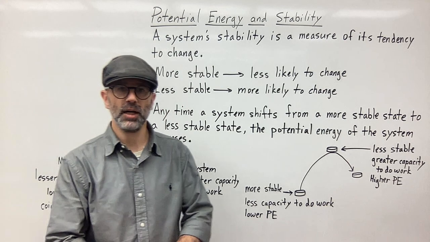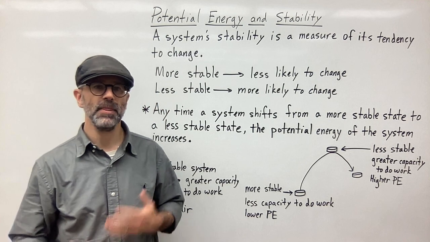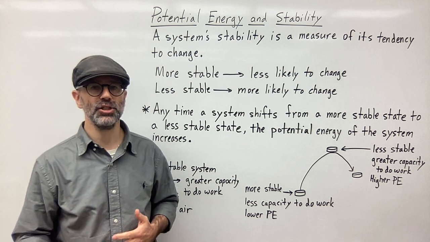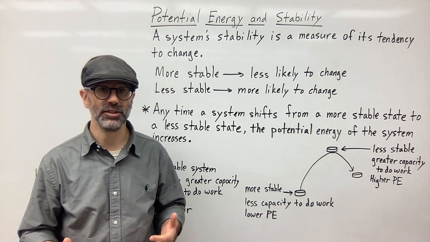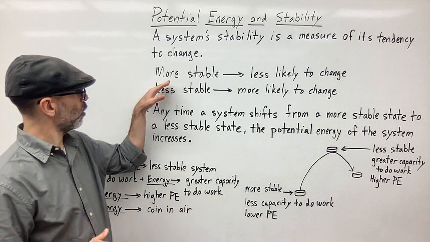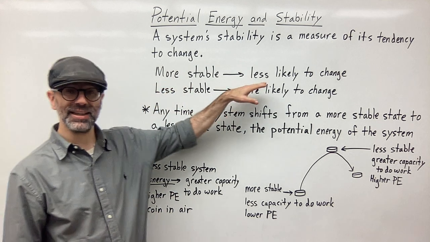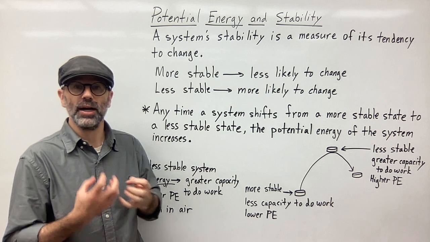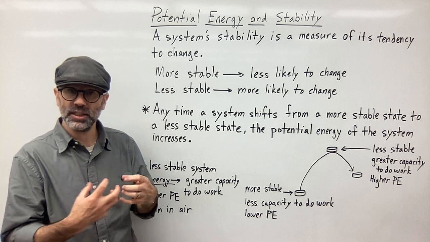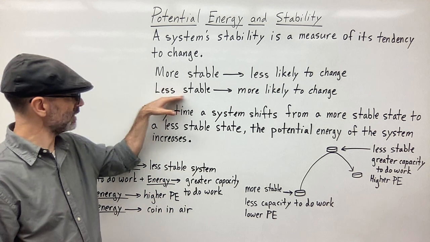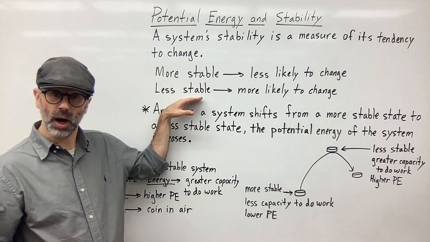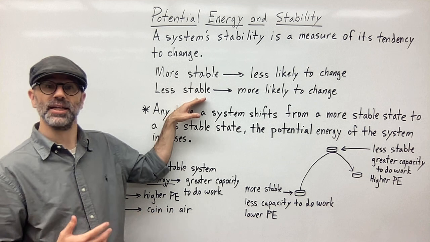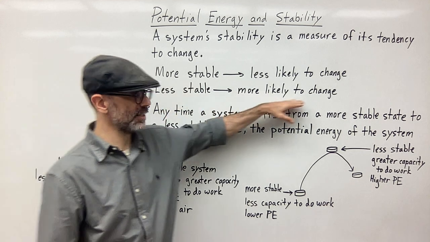Okay, so let's talk about potential energy and stability. Let's understand that a system's stability is a measurement of its tendency to change. So the more stable a system is, the less likely it is to change, right? Because it's stable, it's not going to want to change from that stable state. Less stable systems want to achieve stability, so they're going to move in a direction that gives them more stability. So they're more likely to change.